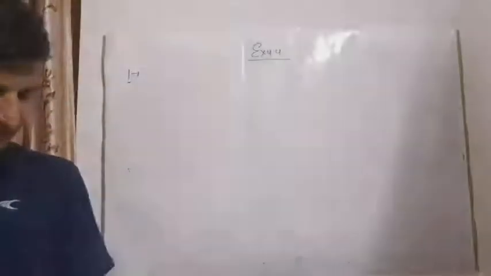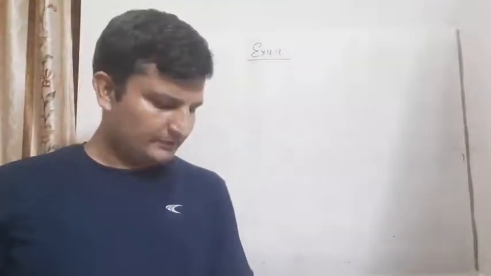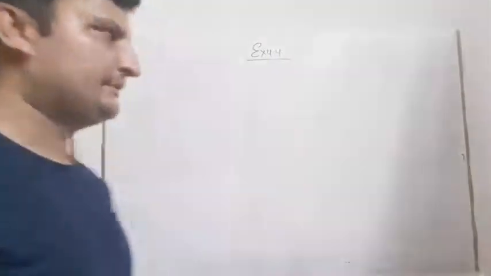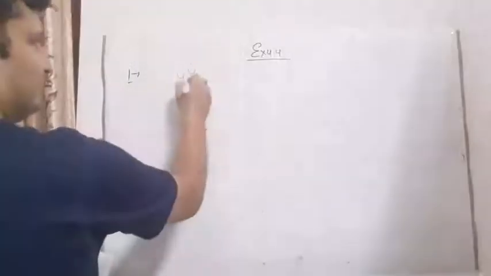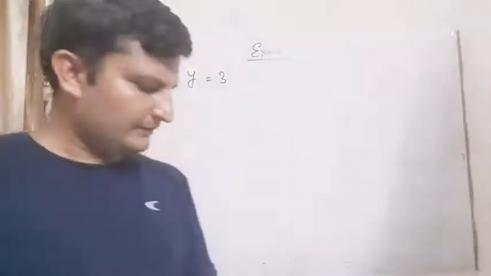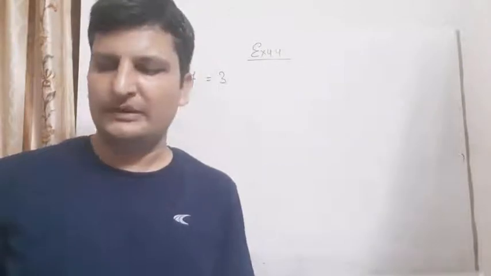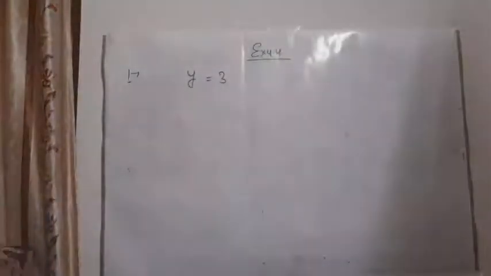Question number 1. Give the geometric representation of y is equal to 3 as an equation. y is equal to 3. It is given that y is equal to 3 is an equation, and we have to find the answer in one variable and in two variables. First we will solve it in one variable.